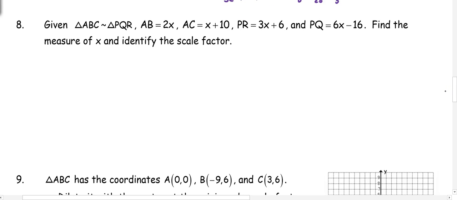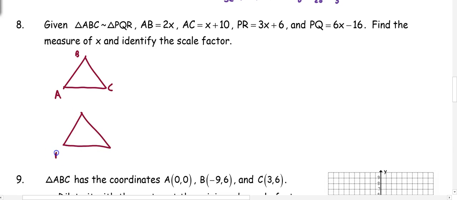Number 8, given that triangle ABC is similar to triangle PQR, AB is 2x, AC is x plus 10, PR is 3x plus 6, and PQ is 6x minus 16. Find the measure of x and identify the scale factor. So we're going to draw two triangles. So we have triangle ABC, and we have triangle PQR.